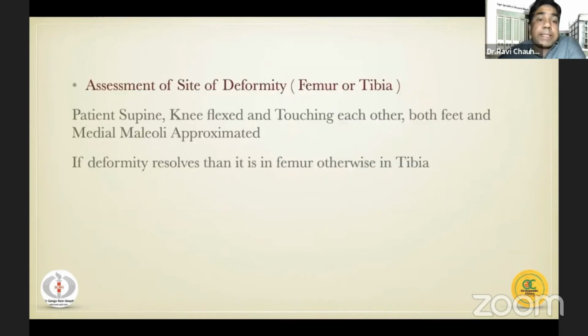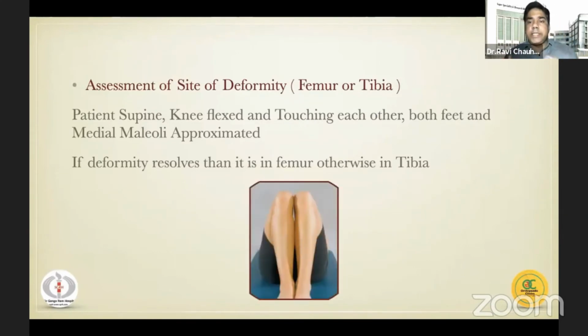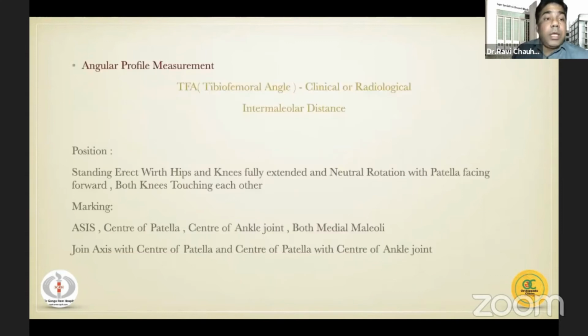Moving further, assessment of the site of deformity, femur or tibia. All postgraduates must know this test. The patient should be supine, knees flexed and touching each other, both feet and medial malleoli approximated. If the deformity resolves, then it is in the femur, otherwise in the tibia. Angular profile measurement: there is a lot of confusion about the angular profile measurement, and usually the postgraduates miss the rotational profile measurement. So I am moving further.